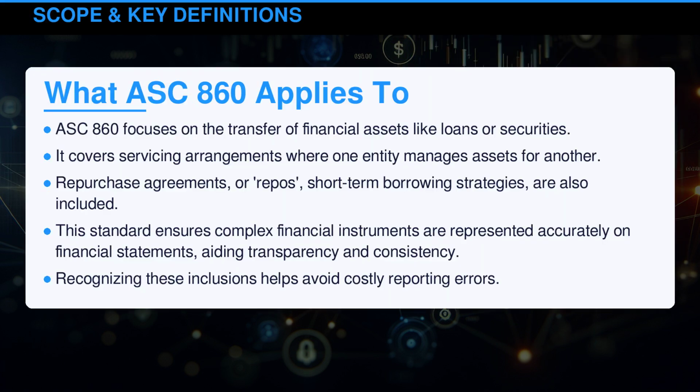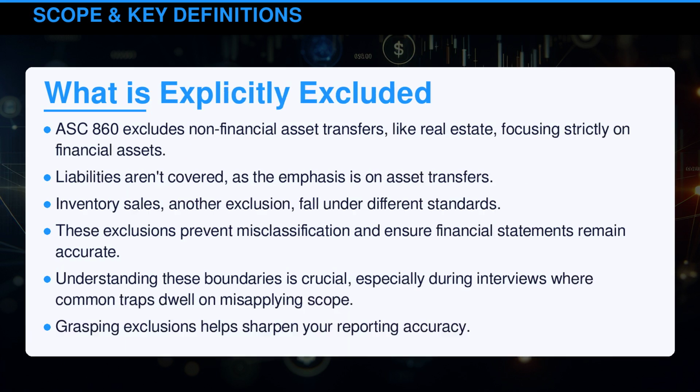ASC 860 focuses on the transfer of financial assets, like loans or securities. It covers servicing arrangements where one entity manages assets for another. Repurchase agreements, or repos, short-term borrowing strategies, are also included. This standard ensures complex financial instruments are represented accurately on financial statements, aiding transparency and consistency. Recognizing these inclusions helps avoid costly reporting errors.